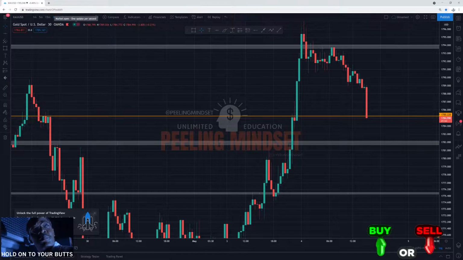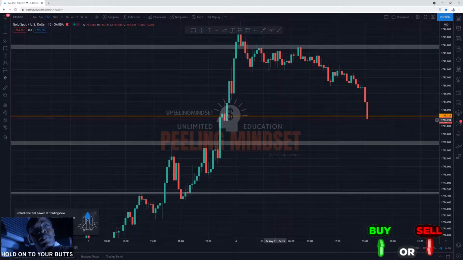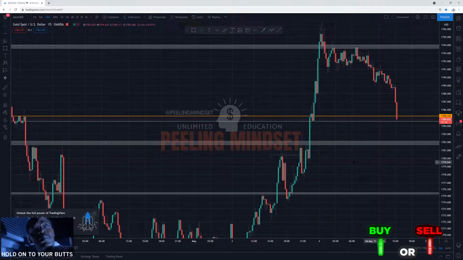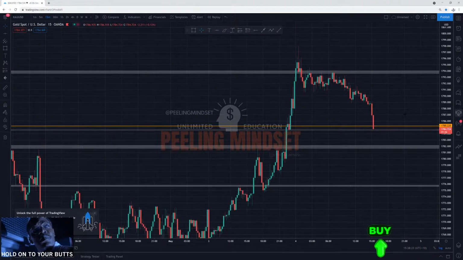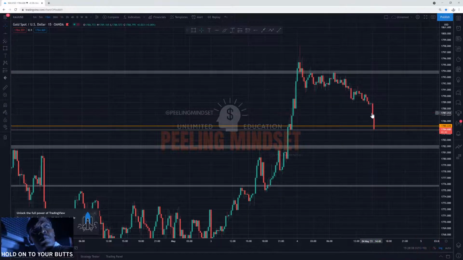Looking at the 30, it is going to close in the next 1 minute. So what we're going to do is wait for this gold 30-minute candle to close. And this is a support area too, this right here. The candles are actually pushing down in a very aggressive way.